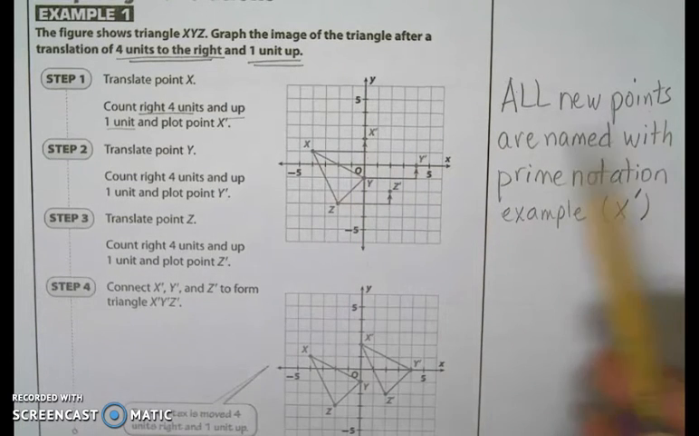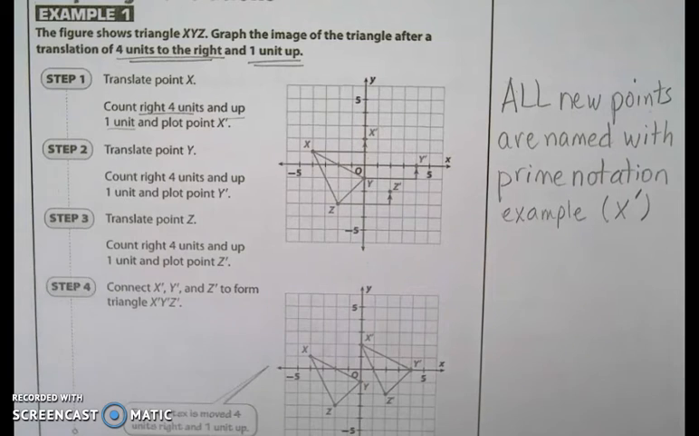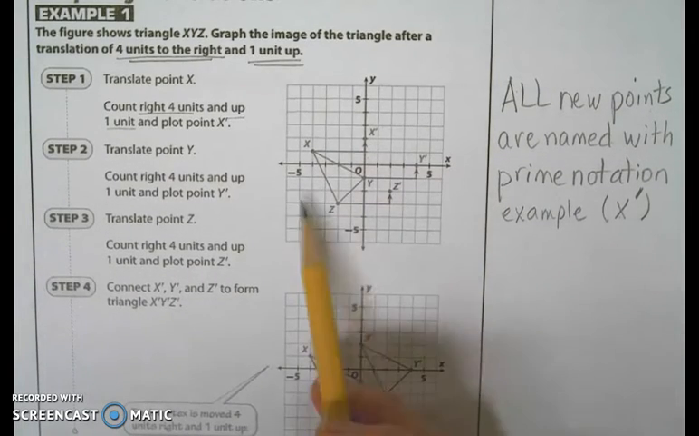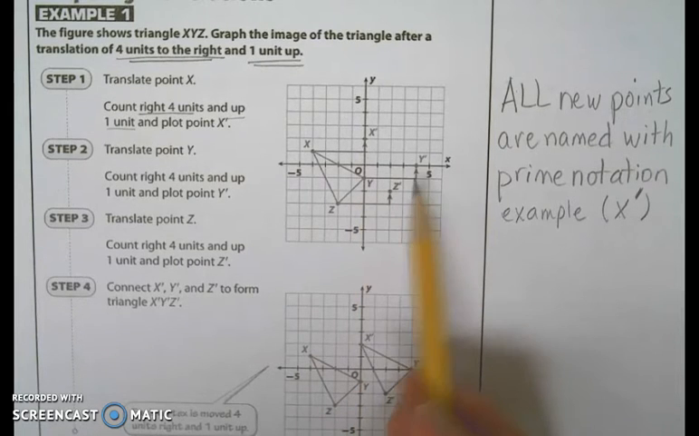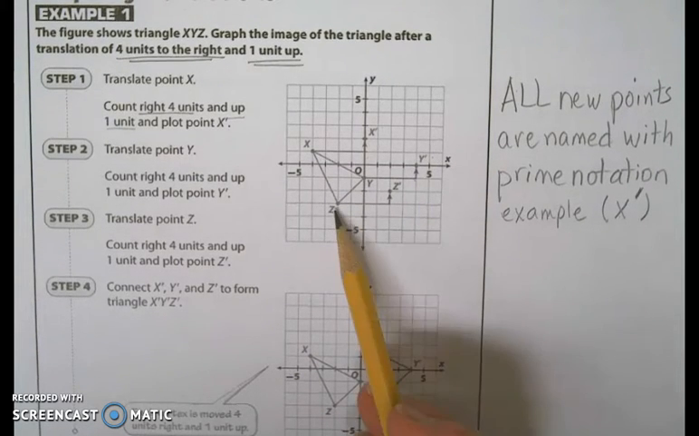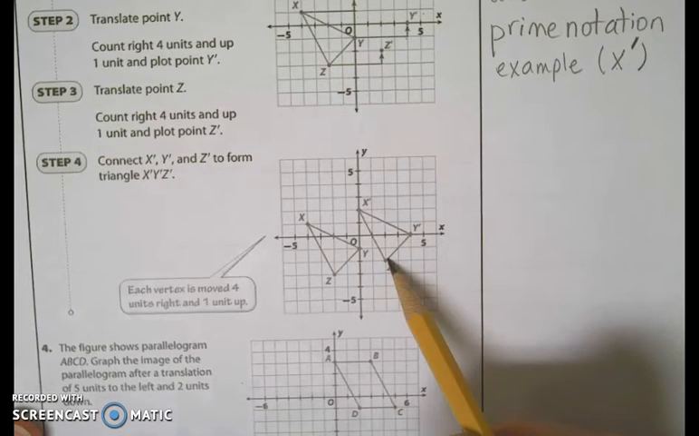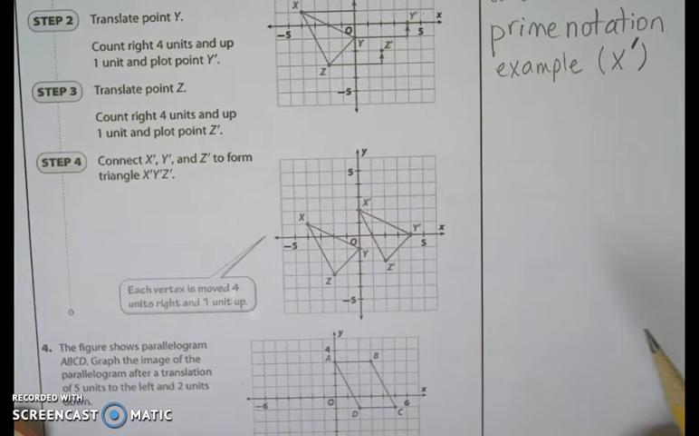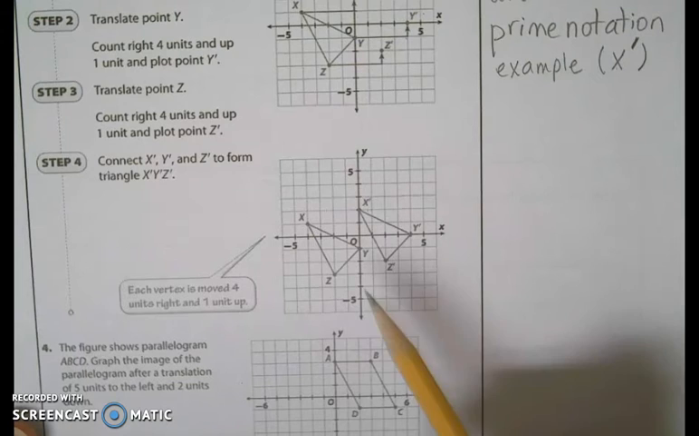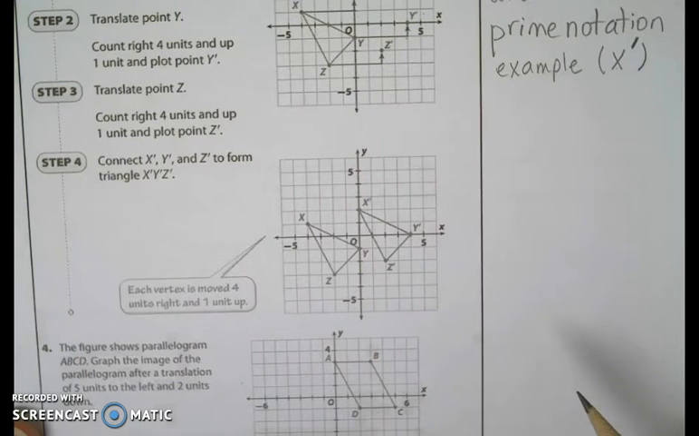So all new points are named with prime notation. Example, X prime. So it looks like an apostrophe. You absolutely need to put your new figure with that prime notation. So now you go to Y and you say 4 to the right, 1 up, and that's Y prime. 4 to the right and 1 up, and that's Z prime. Connect your points. Using a straight edge is best so that it's neat. And you have your translation of 4 units to the right and 1 unit up.